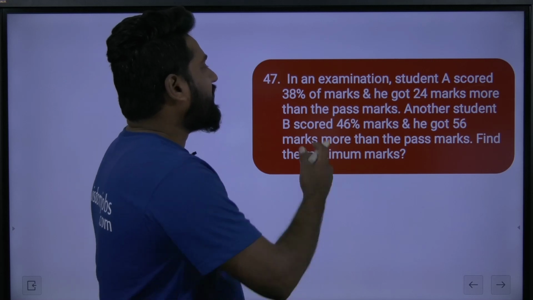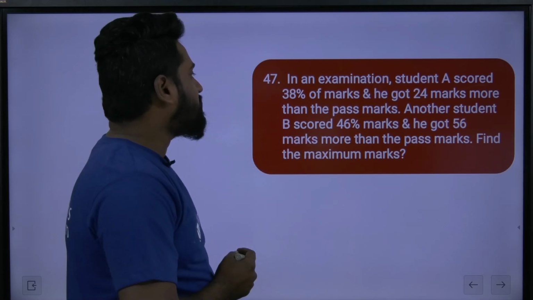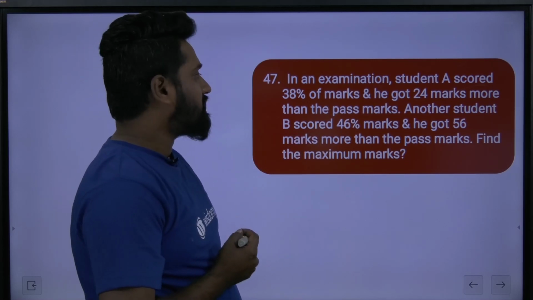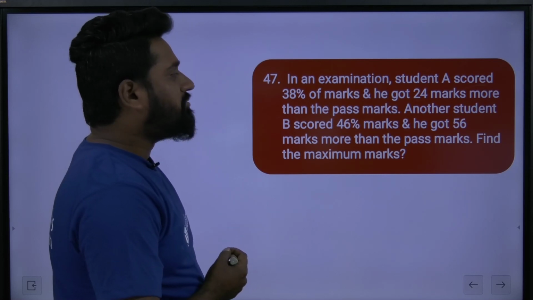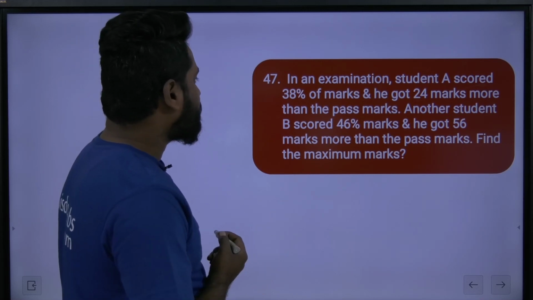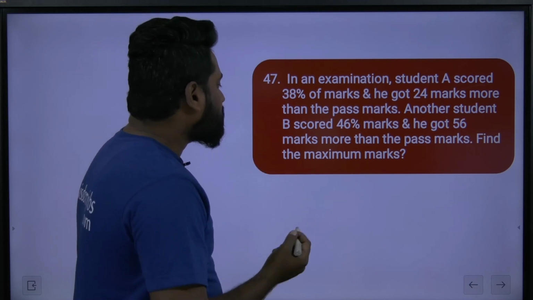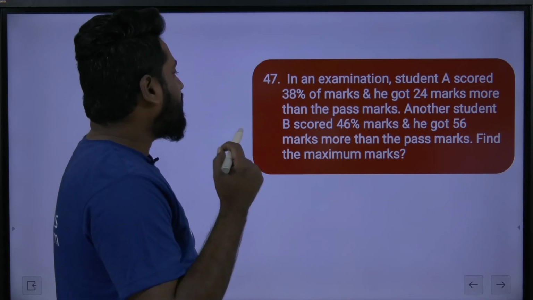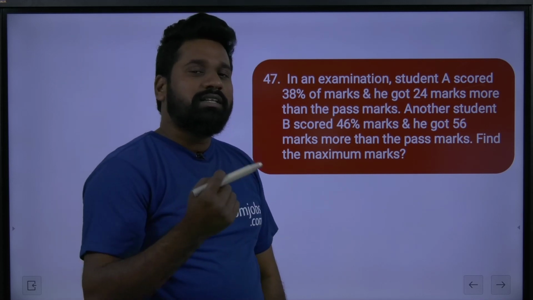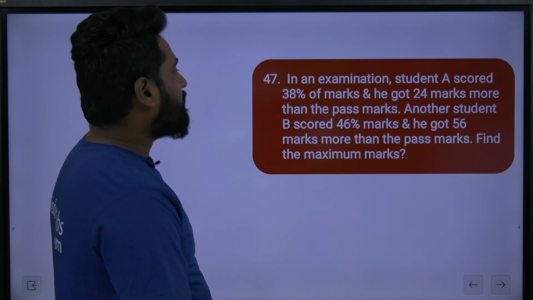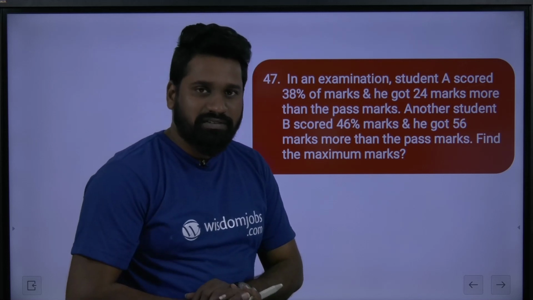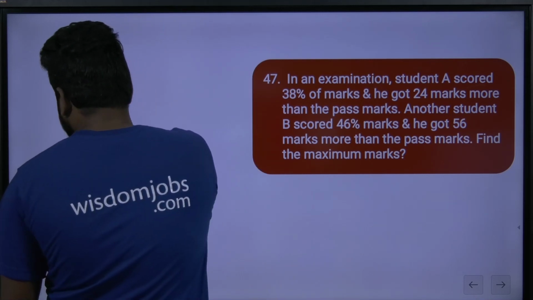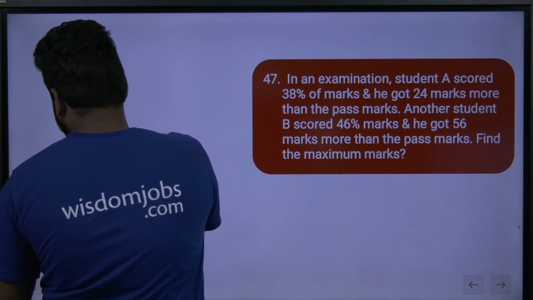Observe here. In an examination, student A scored 38% of the marks and he got 24 marks more than the pass. Another student B scored 46% of the marks and he got 56 marks more than the pass. Find the maximum marks of the examination. Just now I told you, this example is given for that.